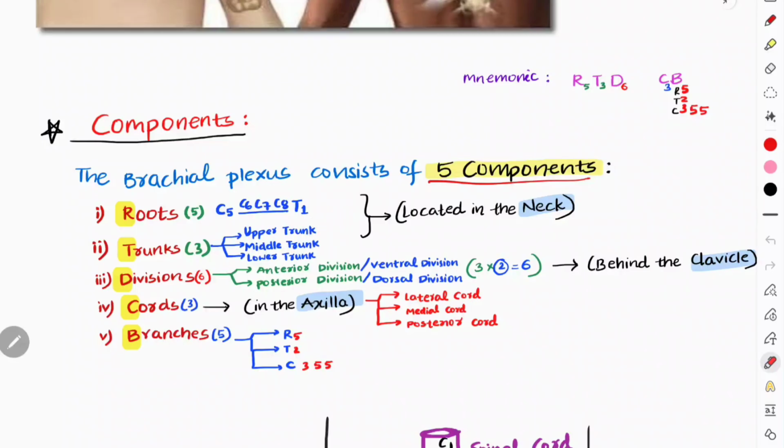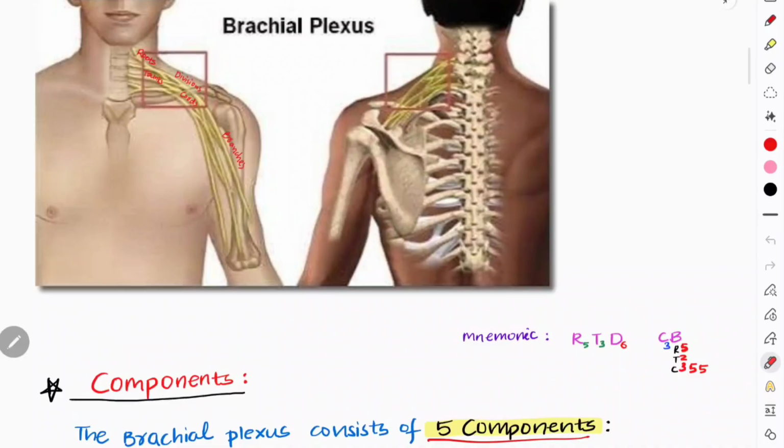And they further divide and form divisions. The name itself says divisions. They are the anterior division or ventral division, and the posterior division or dorsal division. So these 3 trunks divide to form 6 divisions. That means each trunk divides into 2, anterior and posterior. So 3 into 2, 6 divisions. They go behind the clavicle. This is the clavicle bone, so the divisions go behind it.